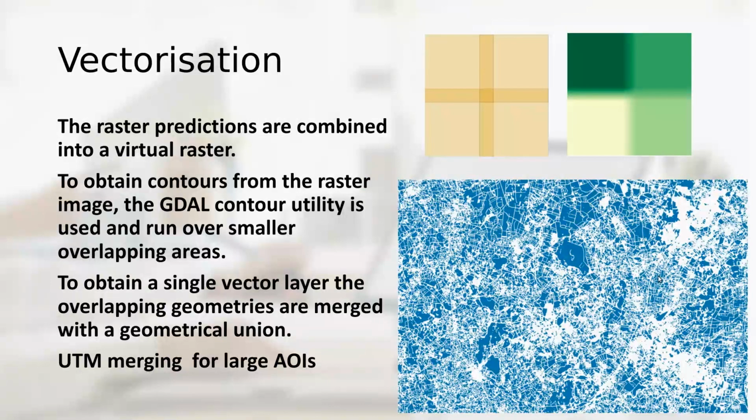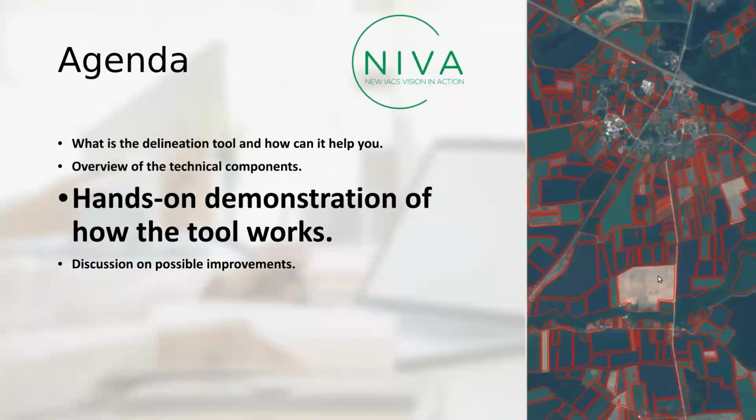So in the previous step, you obtain multiple GeoPackage files, one for each UTM zone, and then you need to merge them together into a single GeoPackage that covers your whole area of interest. So this is the whole procedure from end to end. I hope this was an overview of all the main steps.